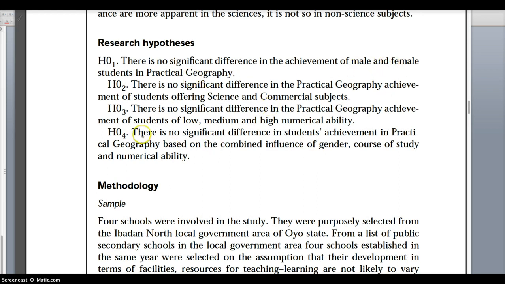So just to look at an example of an article, let's look at this first hypothesis. There is no significant difference in the achievement of male and female students in practical geography. So there's an example of something that can be done with the t-test because there's 2 groups, male and female. There's no significant difference in the practical geography achievement of students offering science and commercial subjects. Again, 2 groups. Now here, hypothesis number 3, we have low, medium, and high numerical ability. Now we have 3 groups. We can't do that with the t-test.